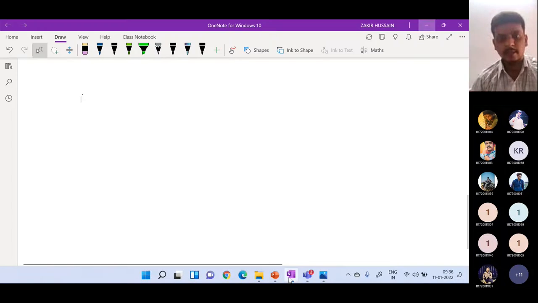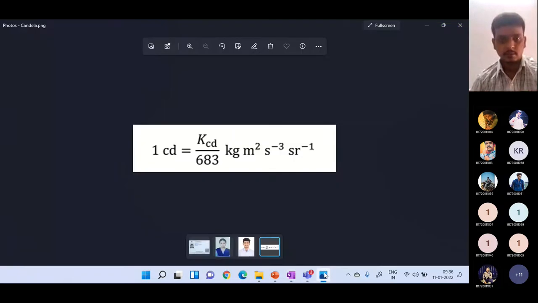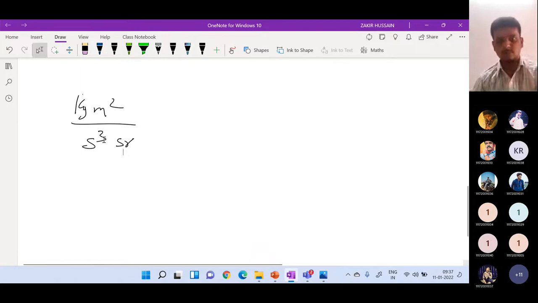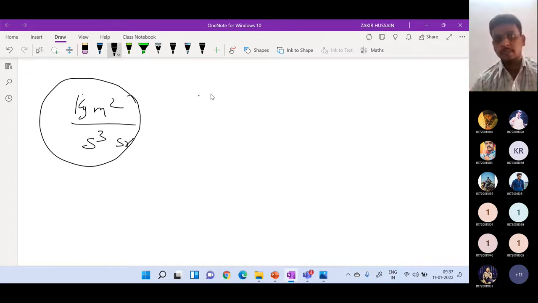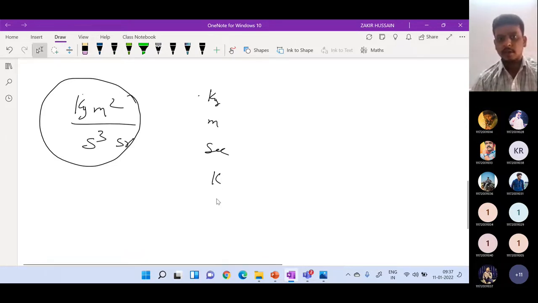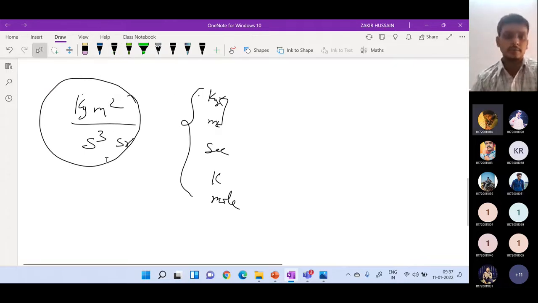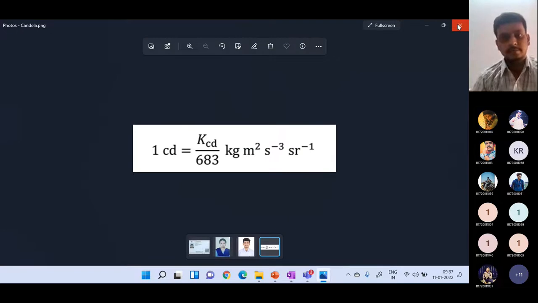This is the unit for that one. So meaning it's not a direct basic unit. Kg meter square per second cube steradian to the power minus one. So this is not a direct unit, so not a basic unit. If it were a basic unit, only five different types of basic units are there: mass, length, time, then temperature and mole. Among these only the units will be there. If you club up kg into meter, it's not a basic unit, it's a derived unit. That's why we cannot consider the candela as a basic unit. It's a derived unit only. Okay, is that clear? Yes, sir. Clear, sir.